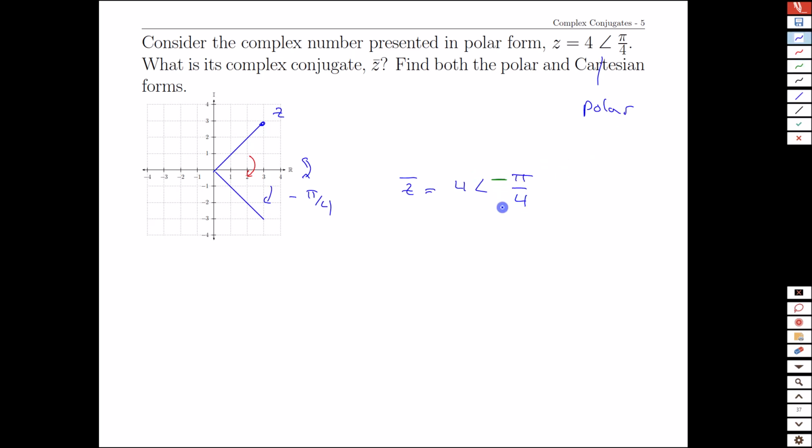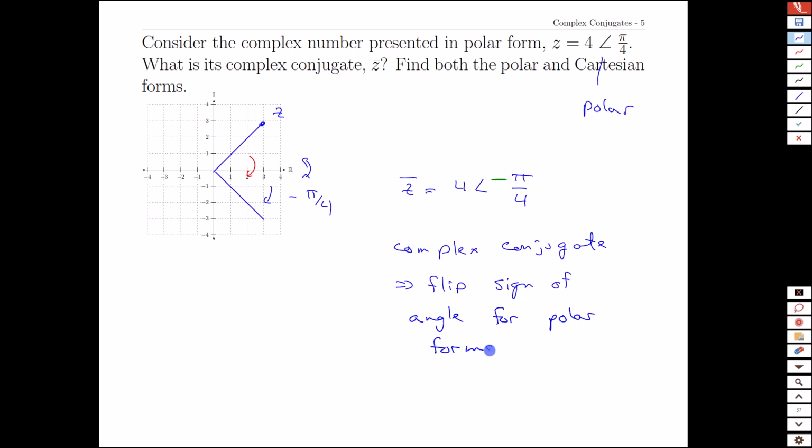Negative pi over 4. Because of the way we defined our real line as the 0 angle, the reflection here, or complex conjugate pairs, just requires flipping the sign of the angle for polar forms, which is lovely. Very simple again. If we have an angle of pi over 4, if we reflect it, all we do is make the angle negative. If we have a negative angle to start, we make it positive.